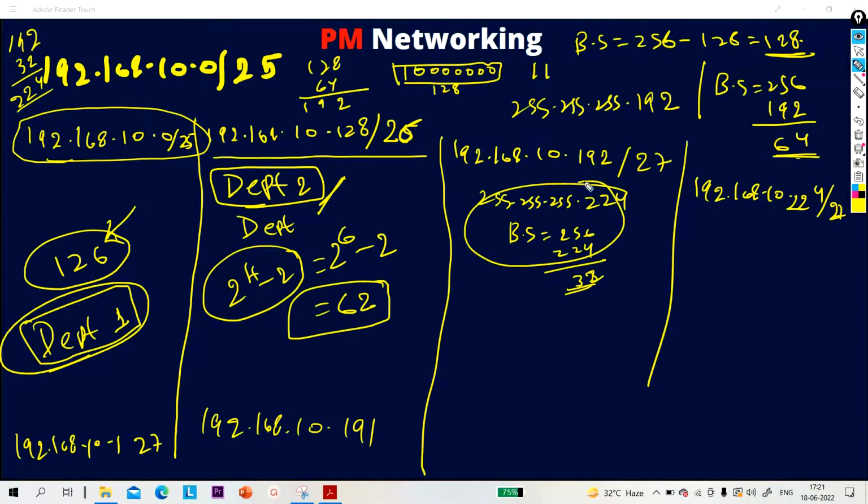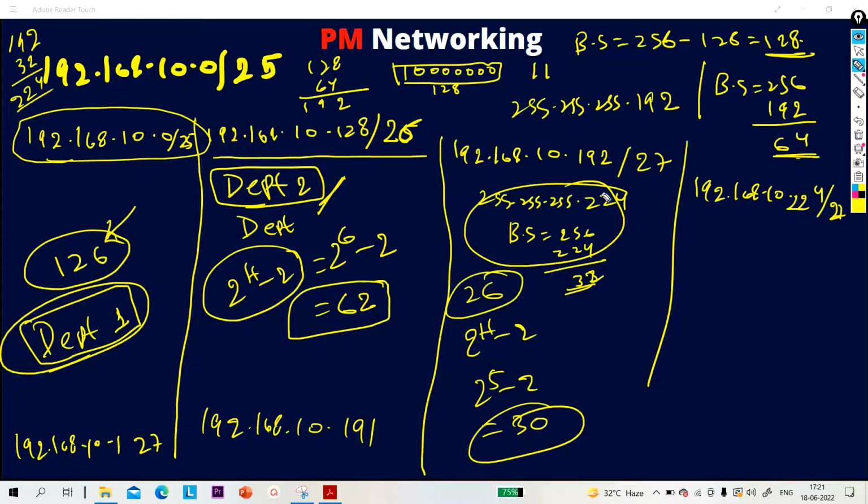Here how many valid hosts can be there in this network? The formula is 2 to the power h minus 2 to calculate valid hosts, and h equals what? Out of the 32 bits of the IP address, 27 are network bits. That means 5 are host bits. So 2 to the power 5 minus 2, you get 32 minus 2 means 30. And for department 3 we need 26 IP addresses. So this network is fine for department 3.